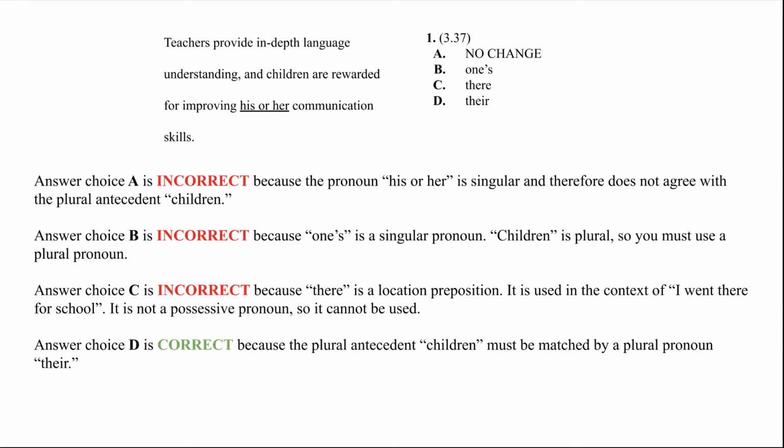There, right here, would not be correct because it's a different spelling of their and it actually is more like a location word. Like I went over there, I placed my book over there.